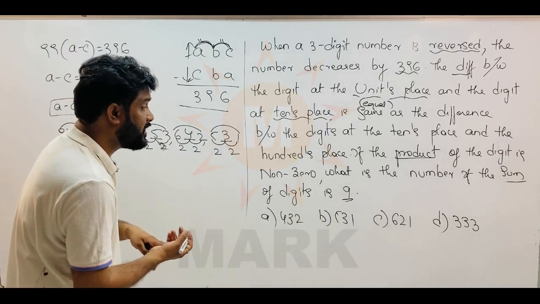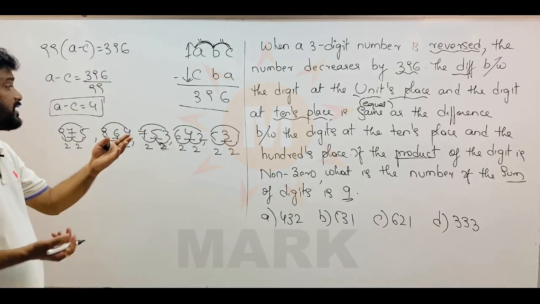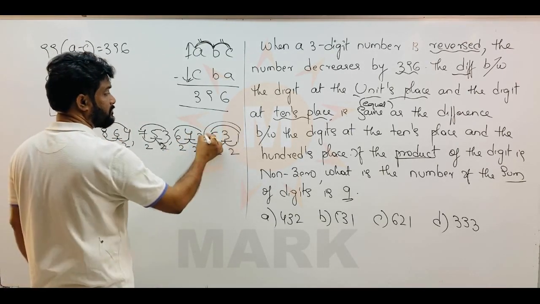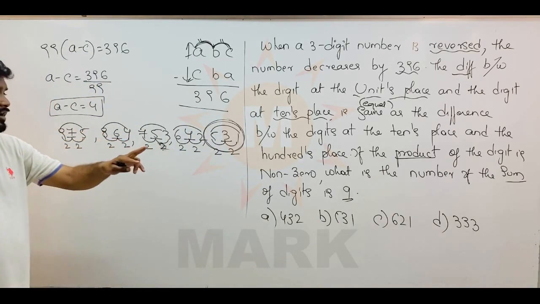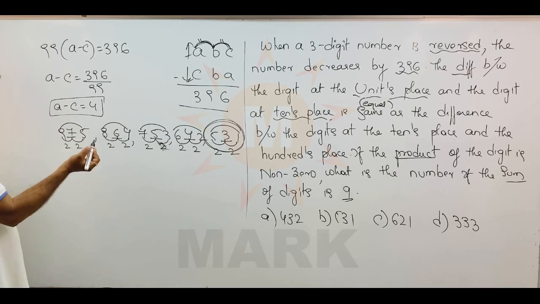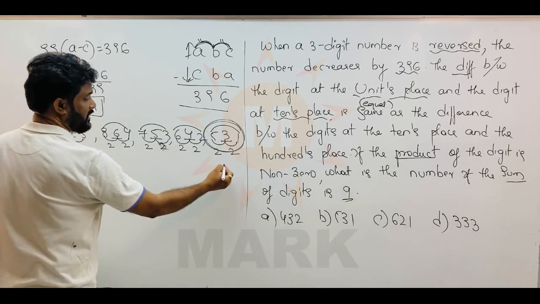That the sum of the digits should be 9. So which sum is giving a single digit? This is the only option we have got, because all the remaining sums, if you see all the sums here, if you take the sum, not necessary, but I am taking, what is the sum here? 9. This is the only number.